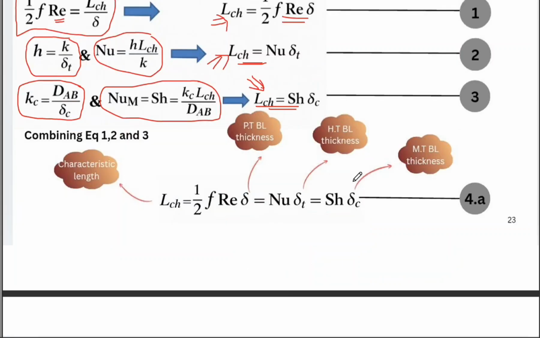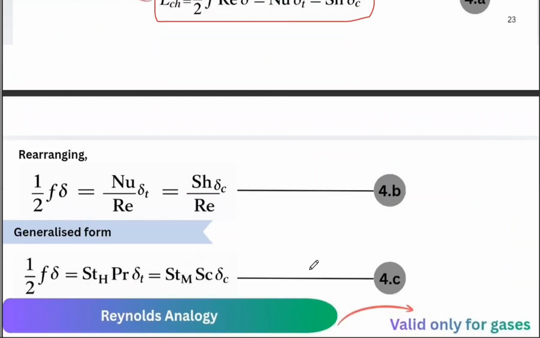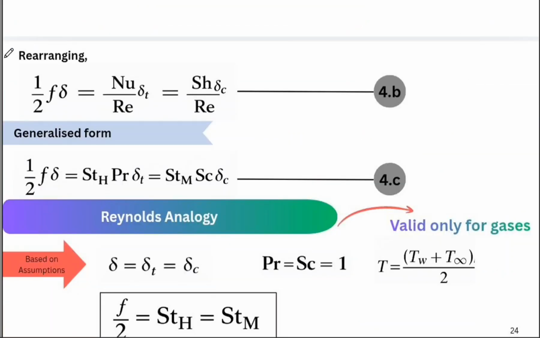Combining all three above equations, LCH equals half F Re into delta equals Nu into delta T equals Sh delta C. This is the foundation of transport analogy. All three processes share similar mathematical structure. Rearranging the above relation gives half F delta equals Nu delta T by Re equals Sh delta C by Re.